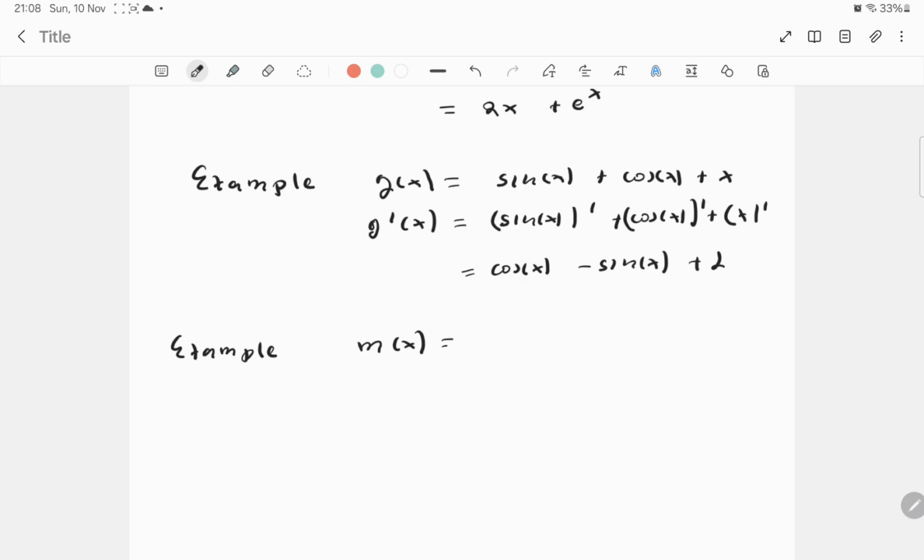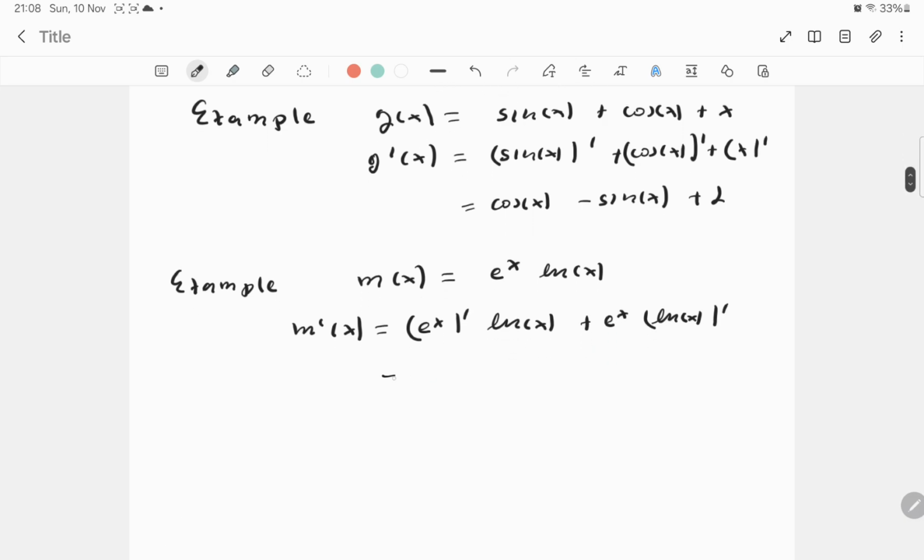Example, m of x equals e to the power of x times ln x. M prime of x equals the derivative of the first function times ln x plus e to the power of x times the derivative of ln x. The derivative of e to the power of x is e to the power of x, so we have e to the power of x ln x plus e to the power of x times 1 over x.